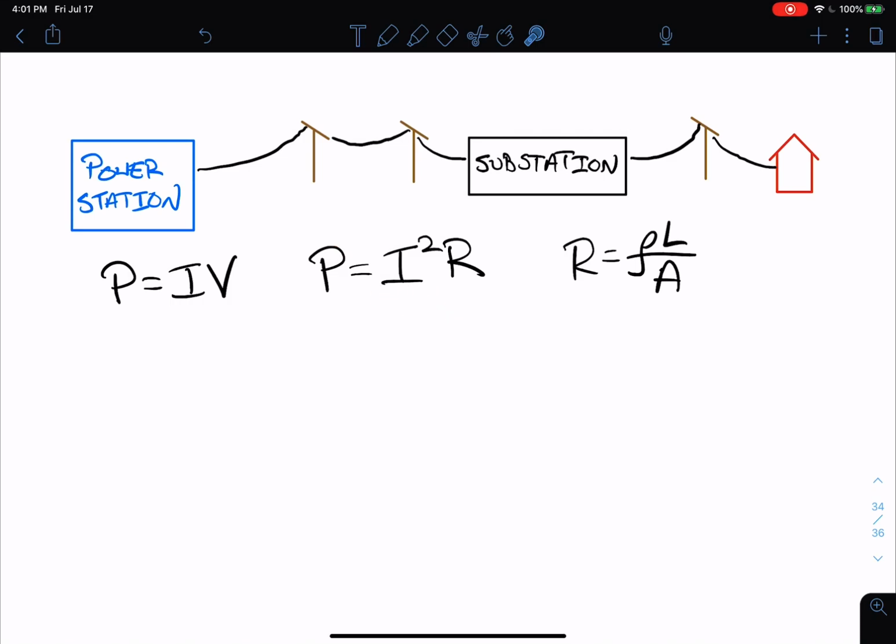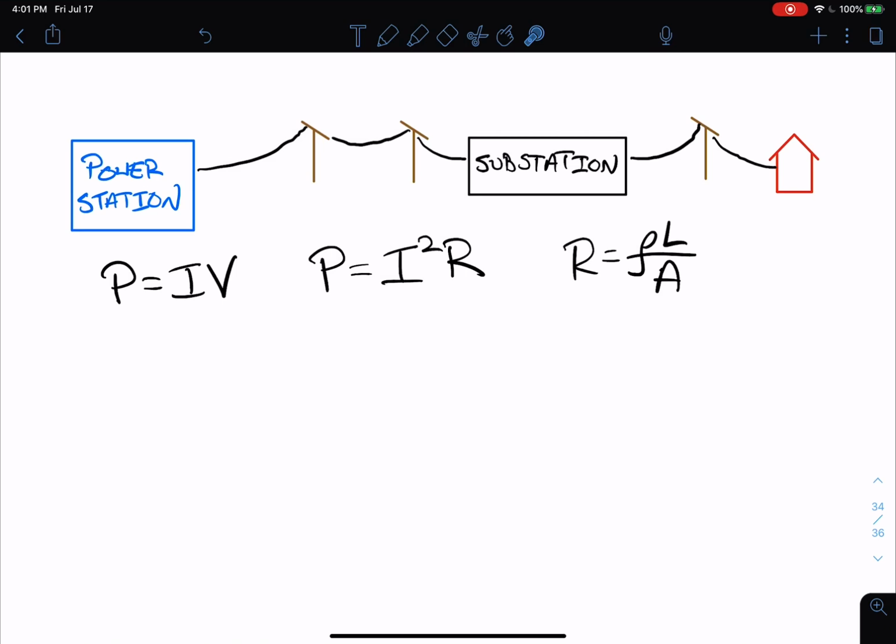Well, if the current is small, remember, the power has to be high because the cities consume a lot of electricity every second. So the power has to be high. That means the voltage has to be high, very high, to make up for the small current. And this is why power lines, it always says, for the all around them, it says danger high voltage.